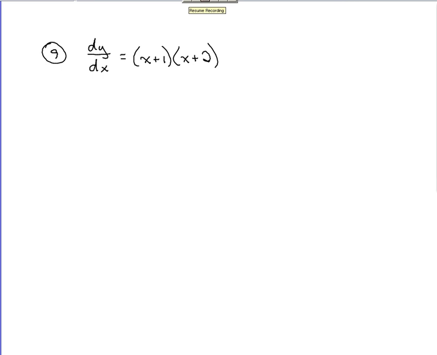Yeah, if the goal is to get the x's on one side, y's on the other, we can do a couple of things here. We can multiply both sides by dx, clearing the dx from the left side, swinging it over here. But we can also FOIL the x plus 1, the x plus 2. So if I FOIL that out, get x squared, outside's 2x, inside 1x, so that's going to be plus 3x, and last plus 2.